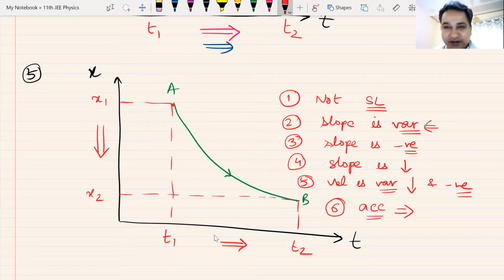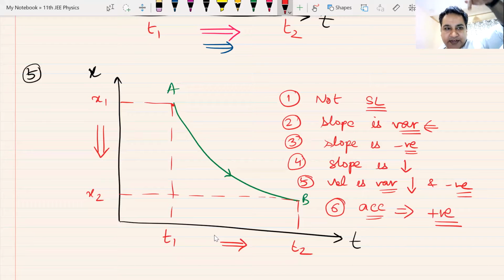Yes, Jaya, you are correct. First answer in the entire class and you are correct. Velocity is negative, so it is going down, and the velocity is decreasing. So acceleration has to be opposite. So acceleration has to be positive. Am I clear?